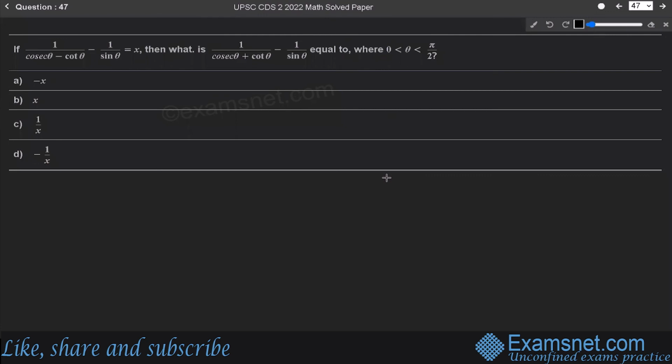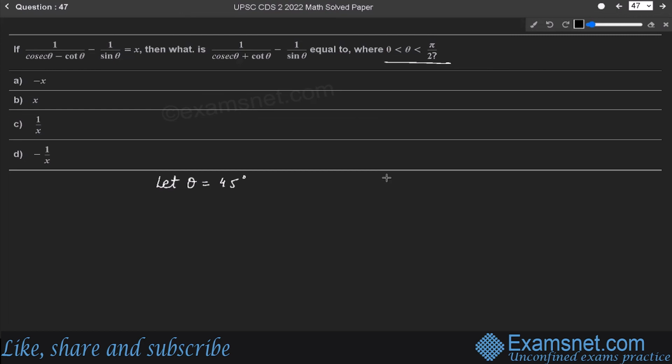Next question is, if 1 upon cosec theta minus cot theta minus 1 by sin theta is equal to x, then what is 1 upon cosec theta plus cot theta minus 1 upon sin theta equal to? Where theta lies between 0 and pi by 2. Here also you can use the trick that in the options you cannot see any option in the trigonometric form. All the options are in the numeric form. So we can take any value for theta. So let theta equal 45 degrees.